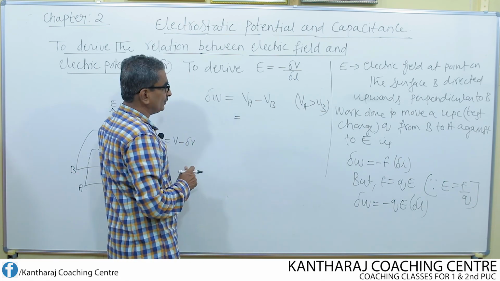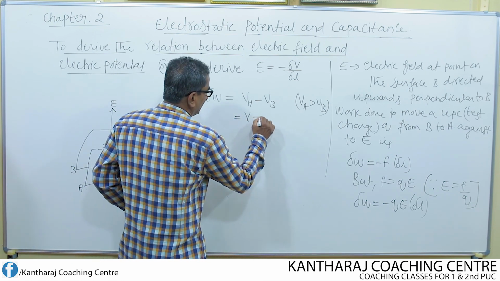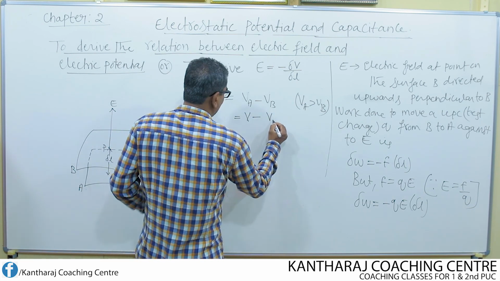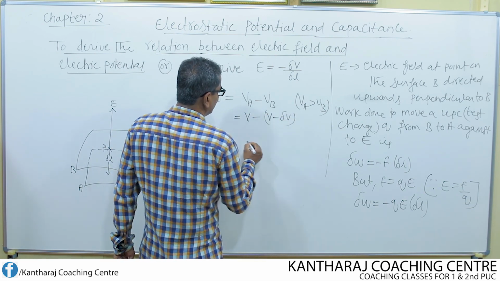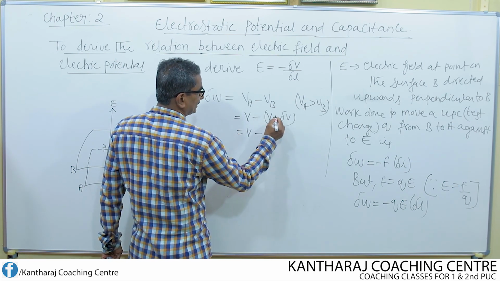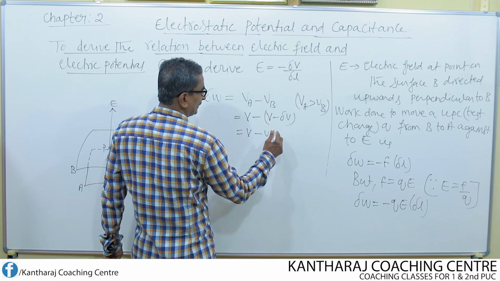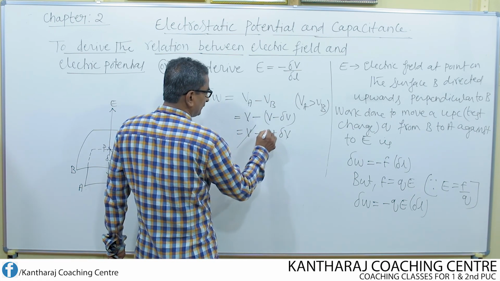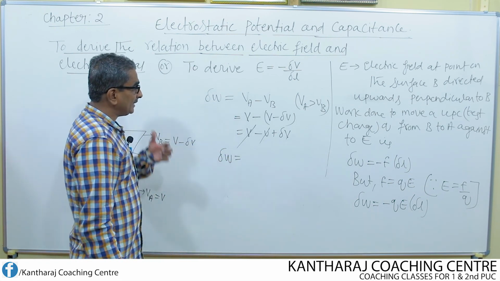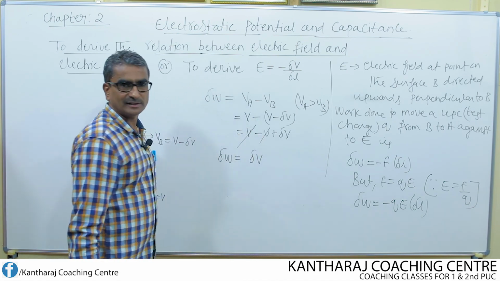So this is equal to, now what is VA? VA is taken as V, and VB is taken as V minus delta V. Now multiply by the minus sign: minus into plus is minus V, minus into minus is plus delta V. Plus V minus V gets cancelled. Now what is delta W? Delta W is equal to delta V.